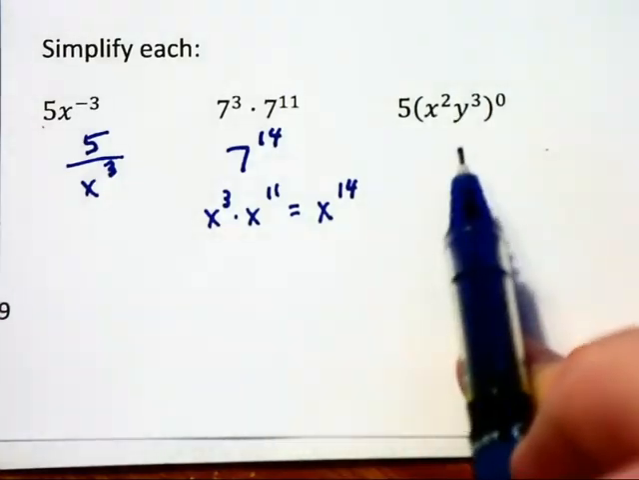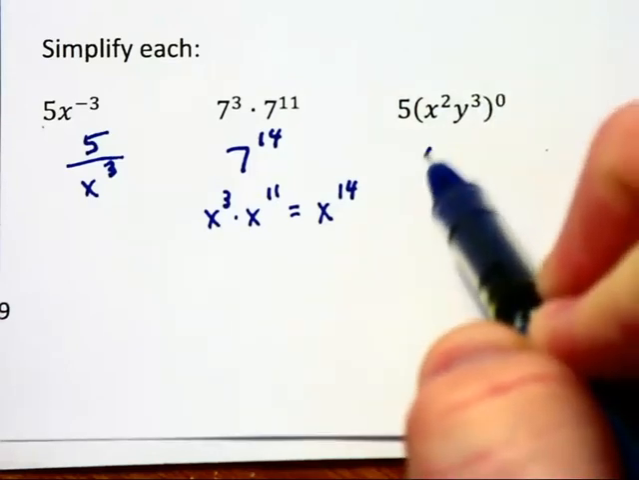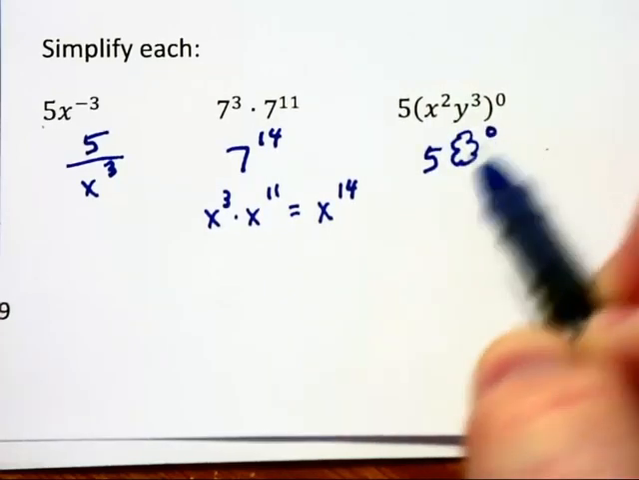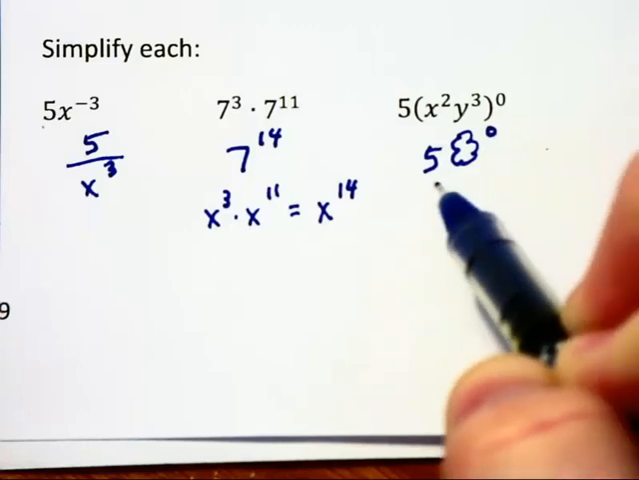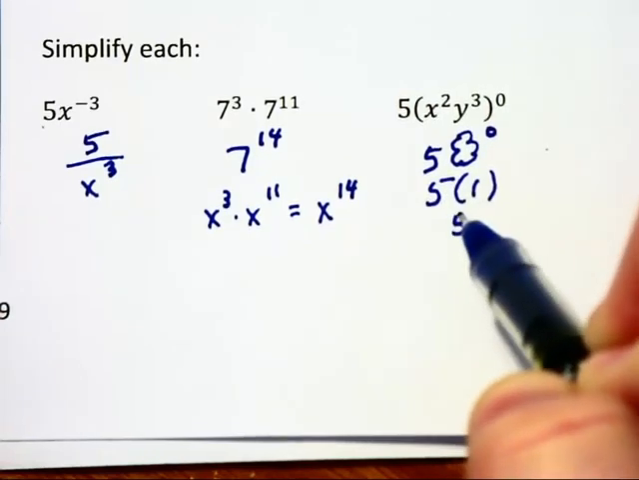And on this last problem here, we see this exponent of 0, which makes us want to say that the answer is 1, but this is really 5, because you really have 5 times blob to the 0 power, and only that blob turns into 1. So that's really 5 times 1, which is equal to 5.